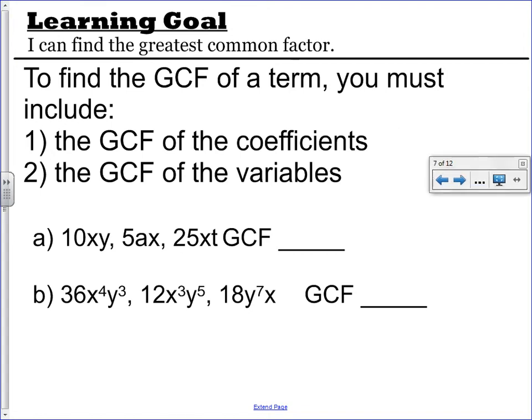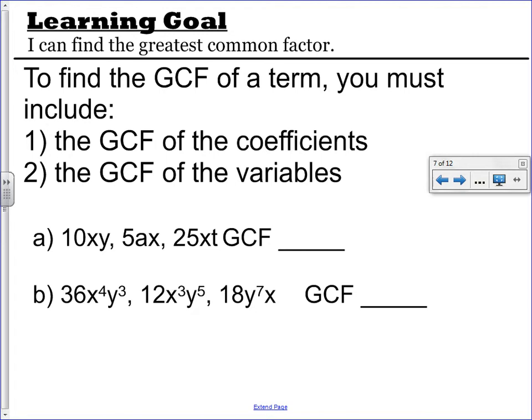Now we're putting both pieces together. So we've looked at just numbers and just variables. Now we're going to combine them. So when you're factoring, you want to find the greatest common factor of the coefficients, which is the number in front of the variable. And then the next step is you want to find the greatest common factor of the variables. So it's like a two-part thing here.